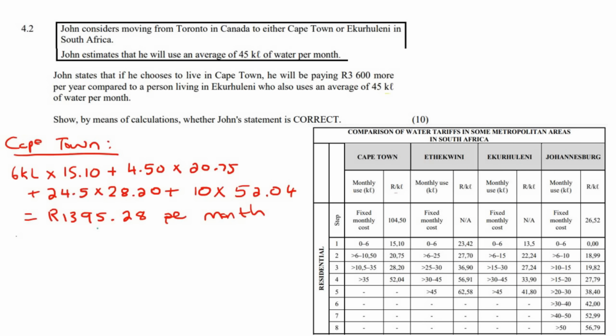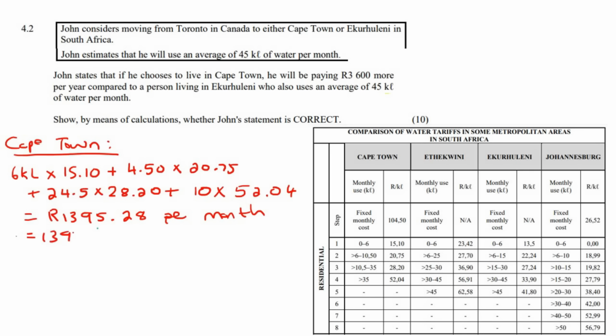Now, another thing we have to keep in mind is that in Cape Town, you see there is a fixed monthly cost. Some places don't have that. For example, eThekwini, eKhoshaleni doesn't have it, but Johannesburg does. Cape Town does have it. It's 104 rand and 50 cents. That is your fixed monthly cost. So we're going to have to add that on.